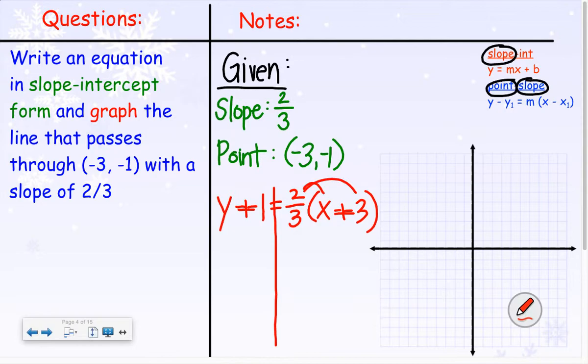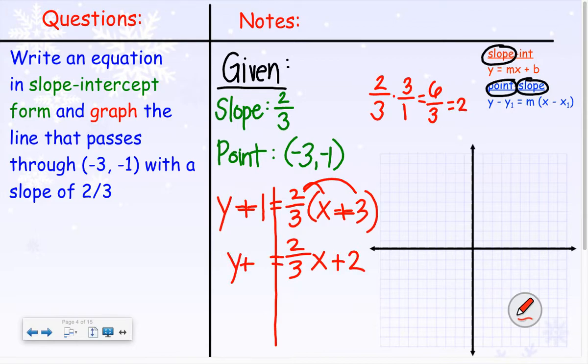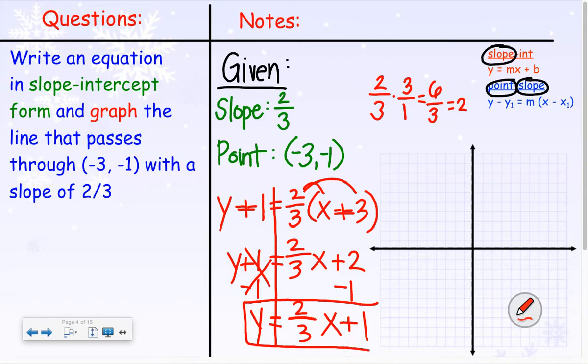Distribute. 2/3 times x is 2/3 x. Now 2/3 times 3. 3 over 1 is how I write 3 as a fraction. So 6 over 3 is 2. So I'm going to write plus 2, and then minus 1 on both sides. So y equals 2/3 x plus 1. Oh, sorry, not plus 1. Nope, yep, plus 1. Okay.